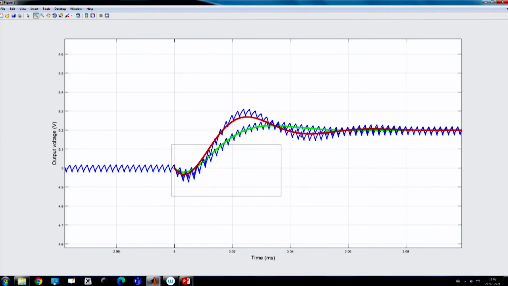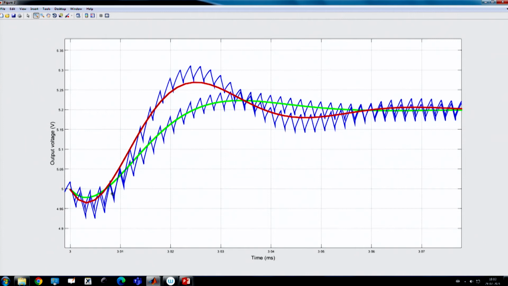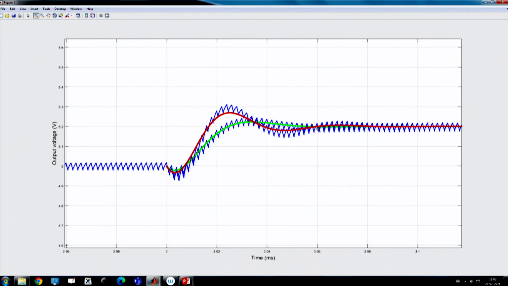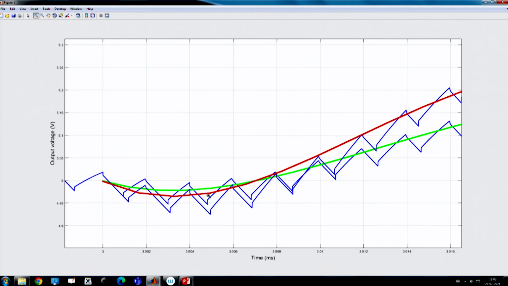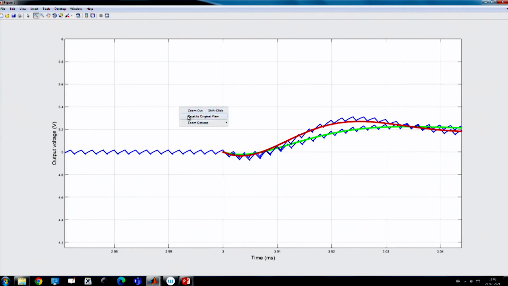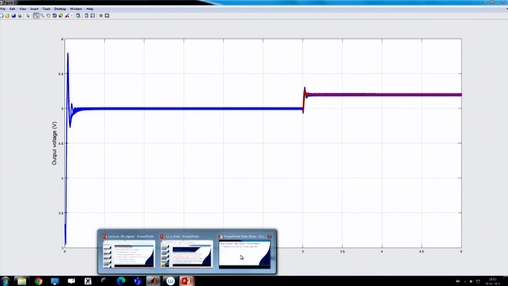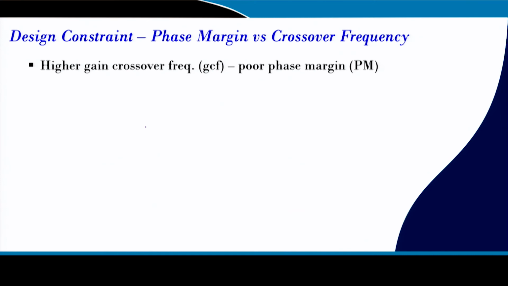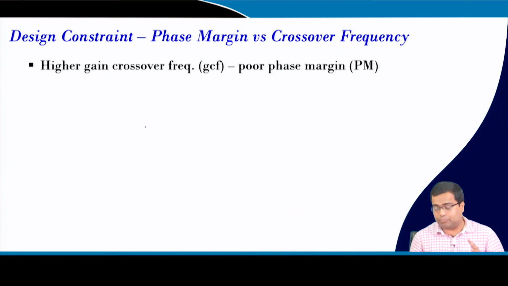So, this is a comparative result. The red one is where we want to increase the bandwidth, but the penalty is that the response overshoot becomes higher, very high, and not acceptable. Maybe your settling time will be more or less the same, but the overshoot is unacceptable. Another thing, you may have some additional right half plane zero because you are trying to push the bandwidth. So, there is a trade-off: a higher gain crossover frequency comes with poor phase margin.